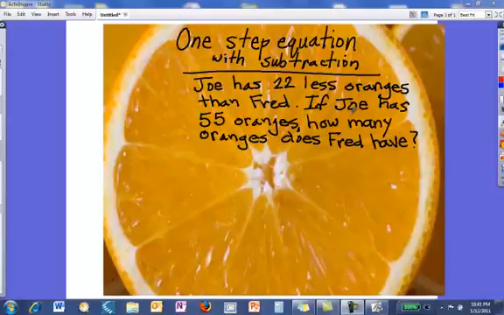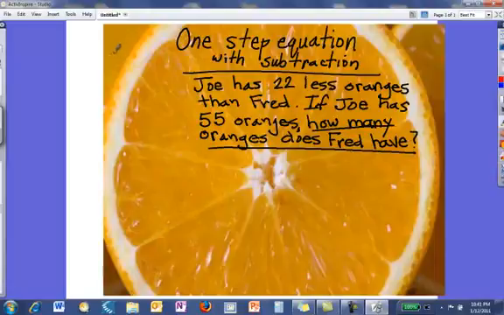Let's go ahead and jump into our problem. It says Joe has 22 less oranges than Fred. If Joe has 55 oranges, how many oranges does Fred have? So we're going to start by underlining the last sentence because that's where we're going to find out what the question is asking. So how many oranges does Fred have?